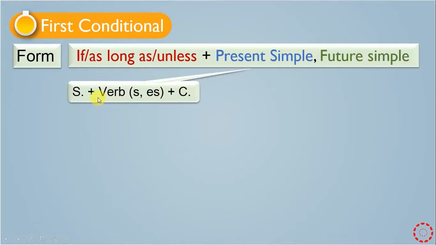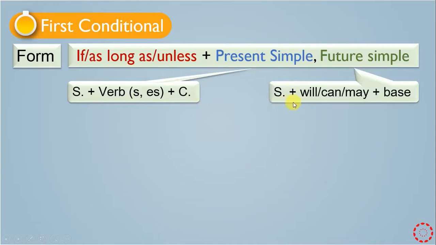Now let me show you or remind you what's the structure or form of present simple. For present simple we have this structure, this form. We have subject and then we have verb, and then we may have s or es. Or we can say we add s or es to the verb in some cases if we have the third person singular pronouns like he, she, or it. And then we have the complement of the sentence. And this is the structure or the form of future simple. We have subject and then we have will or can or may, and then we have the base. It means we have the base form of the verb without any suffix.